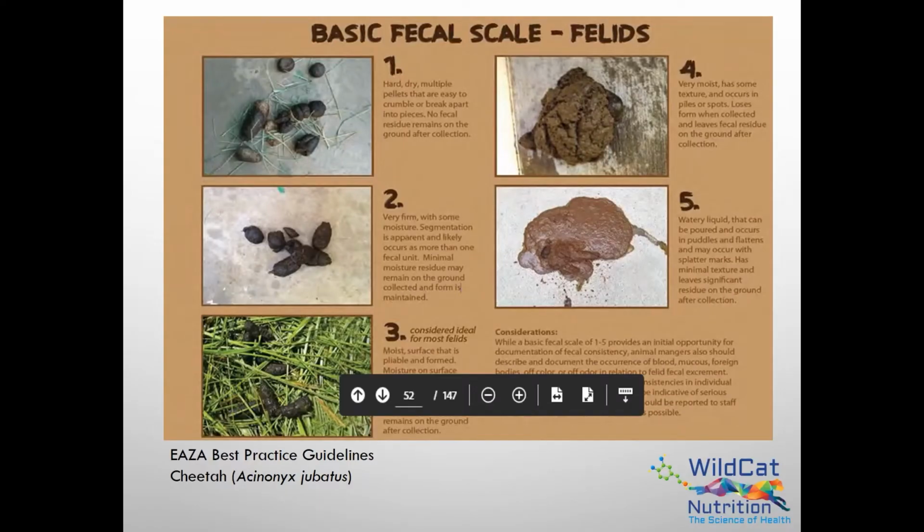So this is just from the European best practice guidelines on cheetahs, and they have a fecal scoring system. The only thing that I disagree with is that they consider 3, which is a formed but soft stool, as normal, and I would say that 1, 2, and 3 are potentially normal. 4 and 5 are definitely not normal, and definitely are a problem. And there should also not be much of a smell to the feces. You have to stand right next to it before you should be able to smell it. If you smell it from a distance, you know that there's a problem.